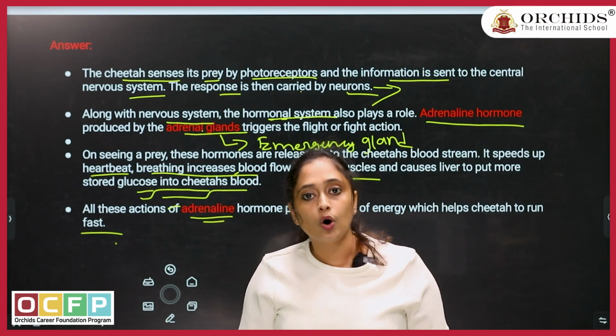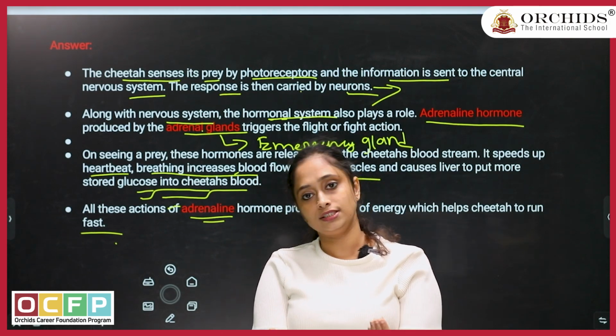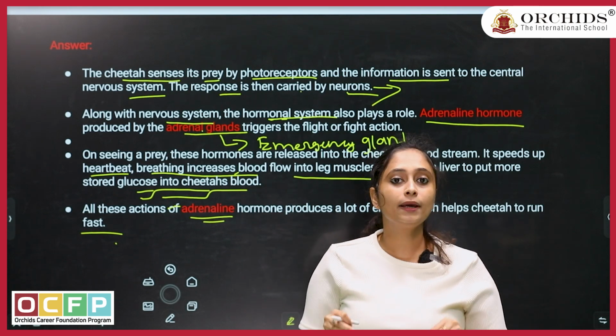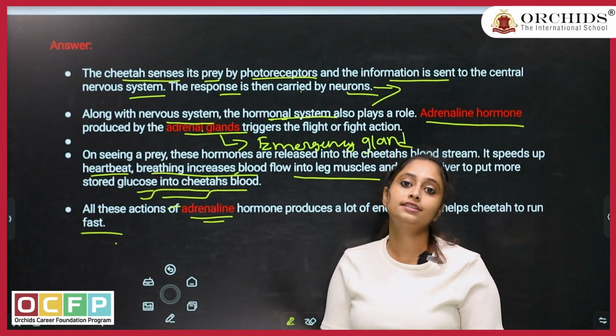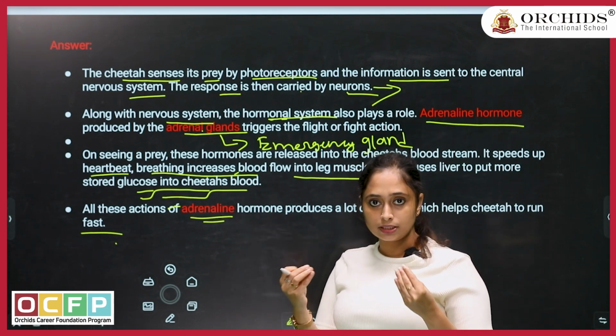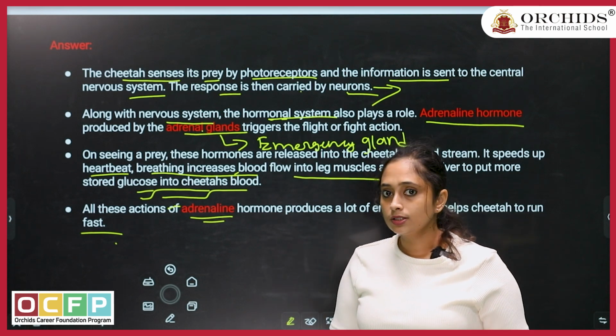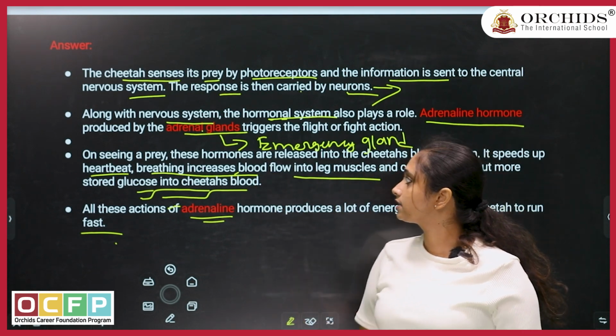Because of all these changes, the cheetah's body will be prepared for that emergency situation. So it is helping us to prepare, or to manage or adjust, in a particular emergency situation. That hormone is known as the emergency hormone, and the gland is known as the emergency gland, which is the adrenal gland. I think the answer is clear.